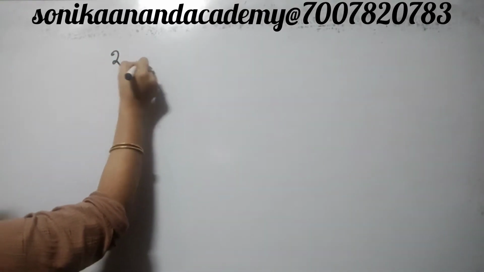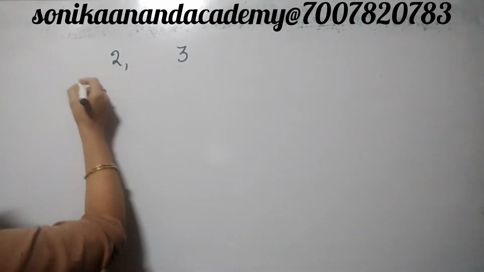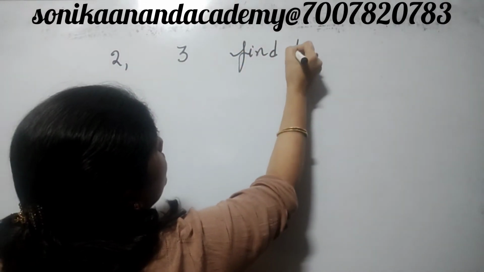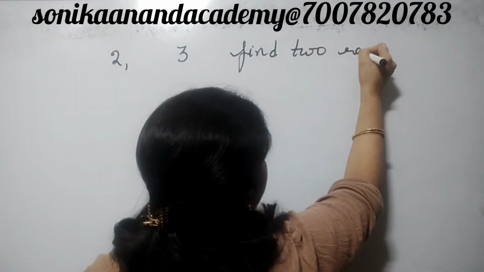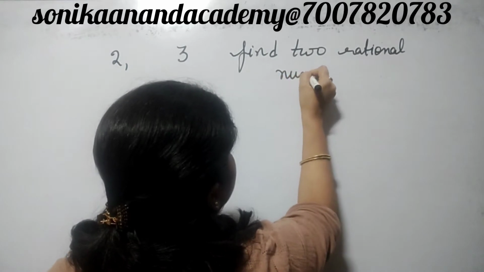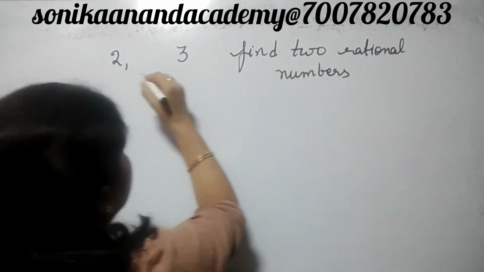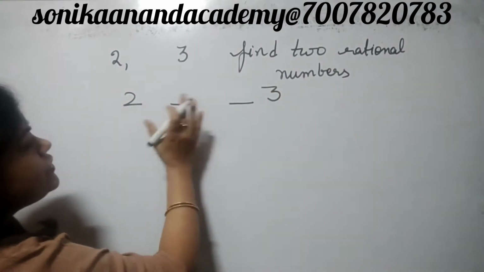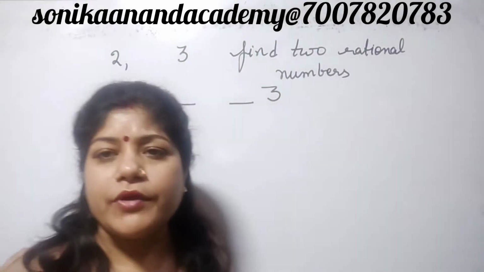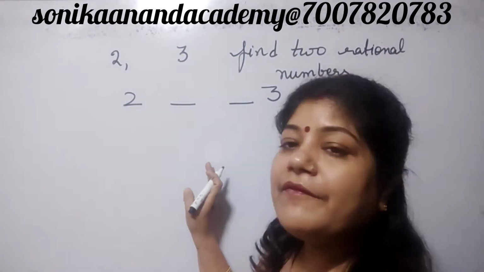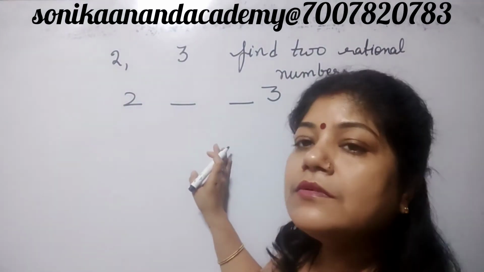For example, there are two numbers, 2 and 3, and we have to find two rational numbers in between 2 and 3. That means we have to find two rational numbers which lie between 2 and 3. Then how will you do that? There are two methods by which you can find these.